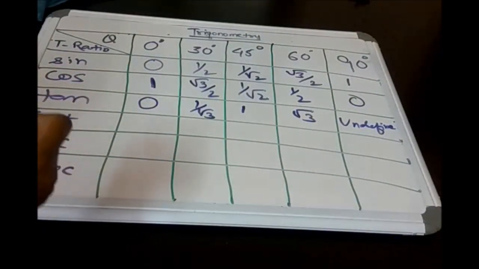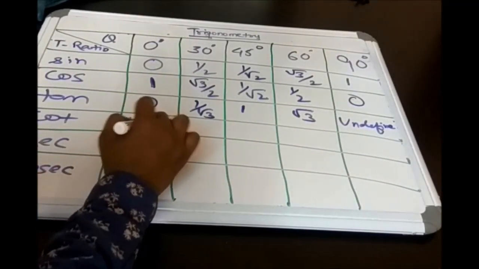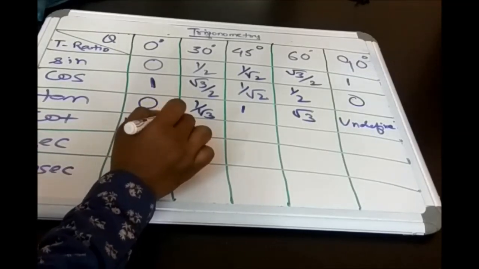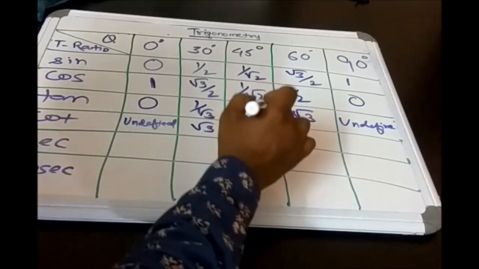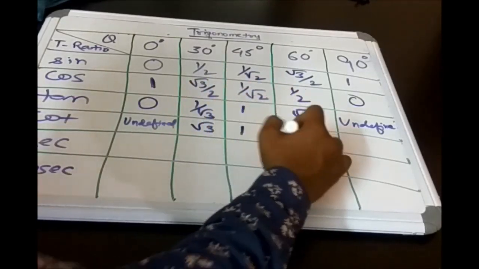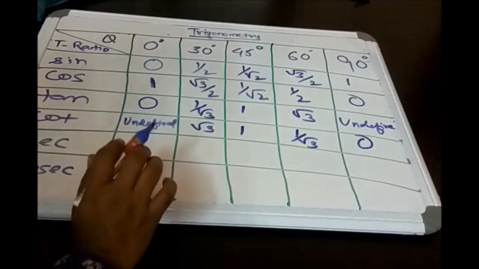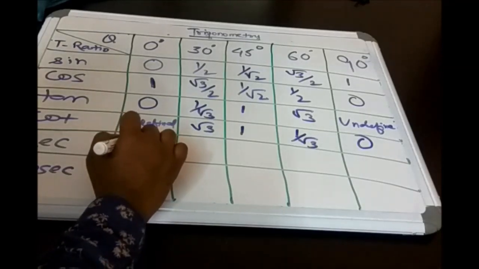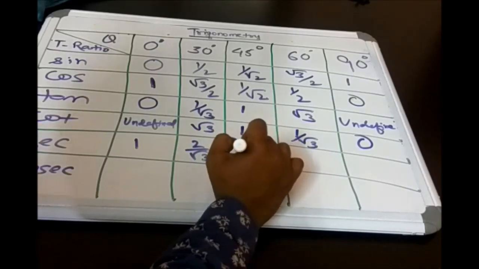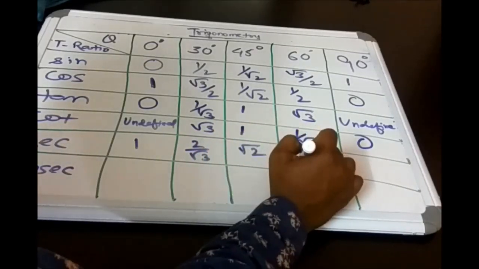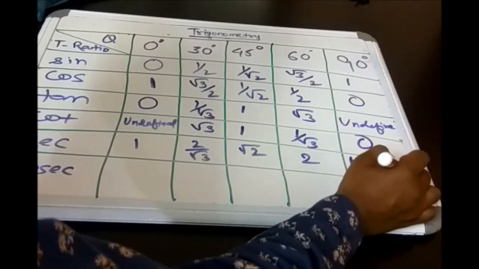Similarly, cot 0 is undefined. Cot 30 is root 3. Cot 45 is 1. Cot 60 is 1 by root 3. And cot 90 is 0. Sec 0 is 1. Sec 30 is 2 by root 3. Sec 45 is root 2. Sec 60 is 2. Sec 90 is undefined.